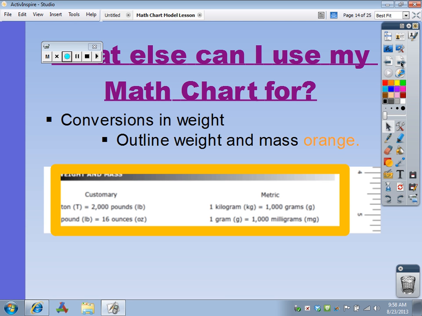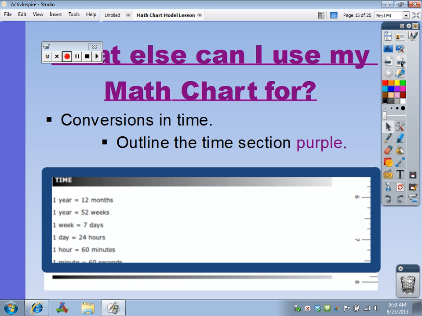Below volume are the weight conversions. Please outline them in orange. Keep in mind that conversions are given in both customary and metric measurement systems. Lastly, on this side of your chart, you will find the time conversions. Please outline them in purple. After you do so, turn your chart over.